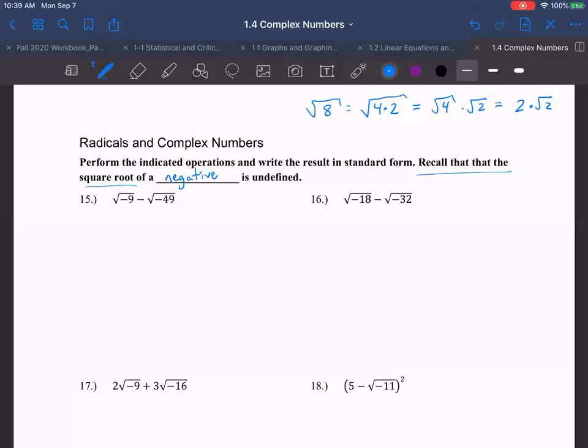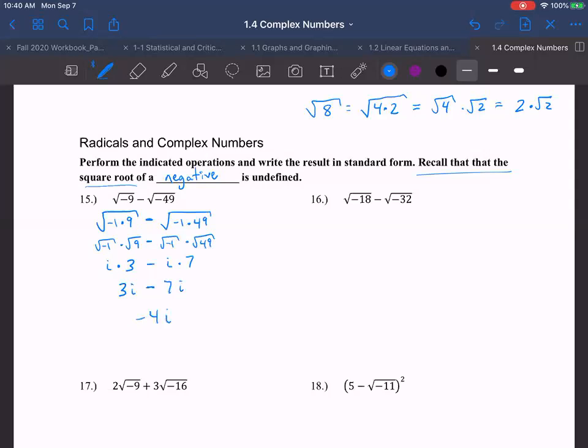Well, what I can do here with this is I can think of this as negative 1 times 9, like that. And then this becomes square root of negative 1 times square root of 9. And the square root of negative 1 is just i. And the square root of 9 is a 3. So this becomes 3i. For the 49, I've got square root of negative 1 times 49. And the square root of negative 1 times the square root of 49. And then the square root of negative 1 is i, and the square root of 49 is 7. And so this ends up giving me 7i, like that. So it's 3i minus 7i, which is negative 4i. Okay, so you have to be very careful with that.